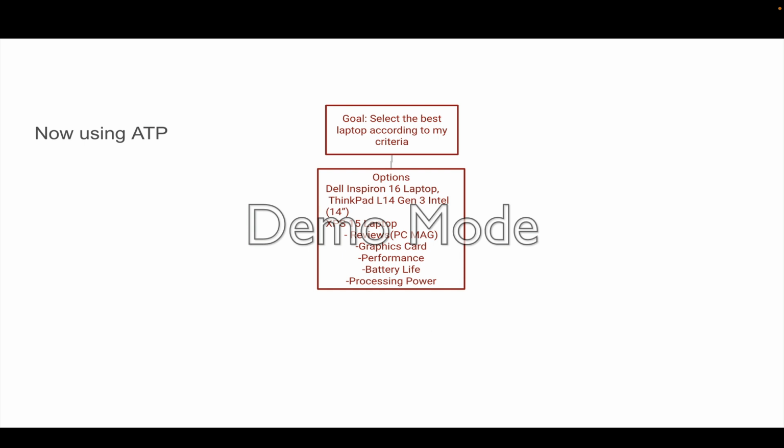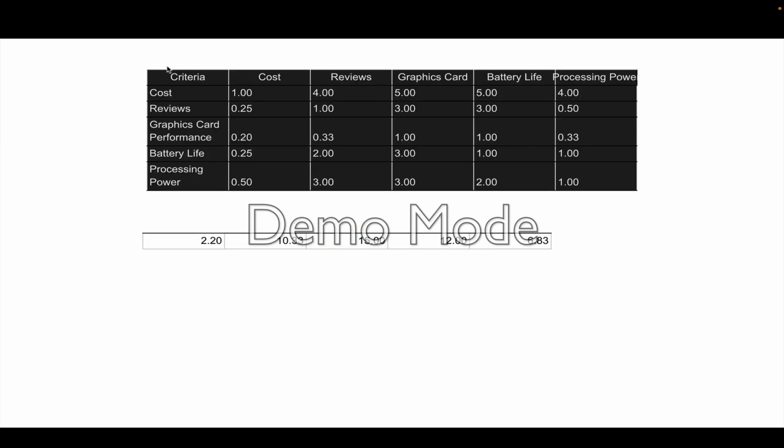So now using AHP, we're basically just going to have this set up, where our goal is to select the best laptop using our criteria, and we have the same options and the same attributes again. So now we're going to essentially set up this pairwise matrix where I'm saying that, so here these are all the same, but the reviews, I'm saying this is about 1/4 of importance of the cost.